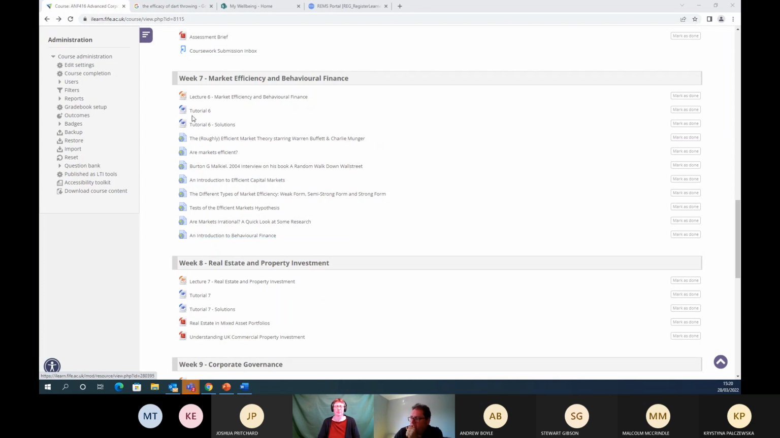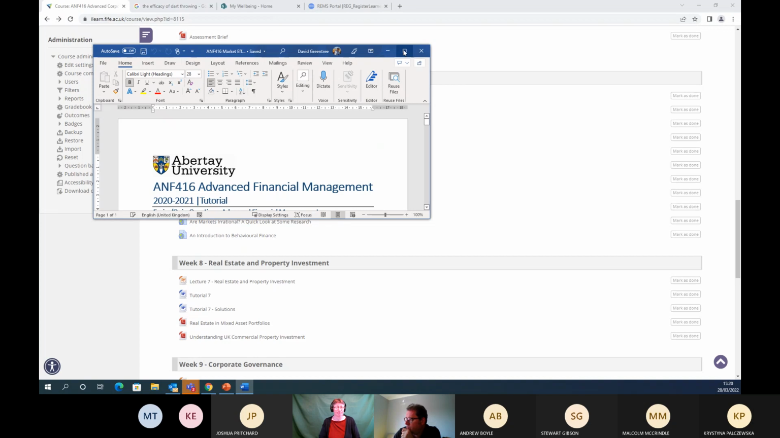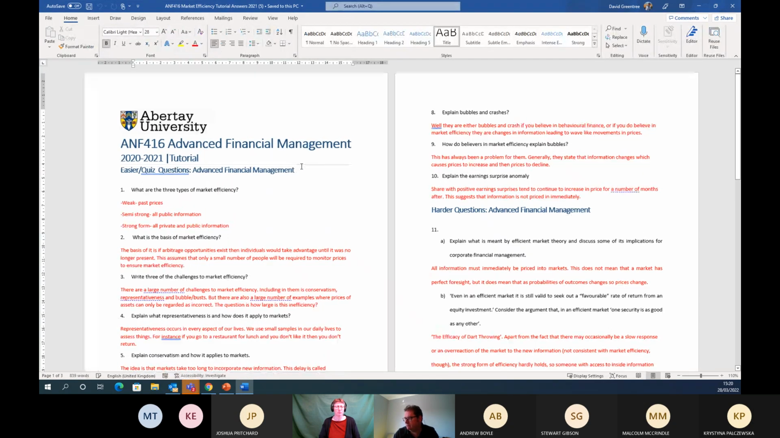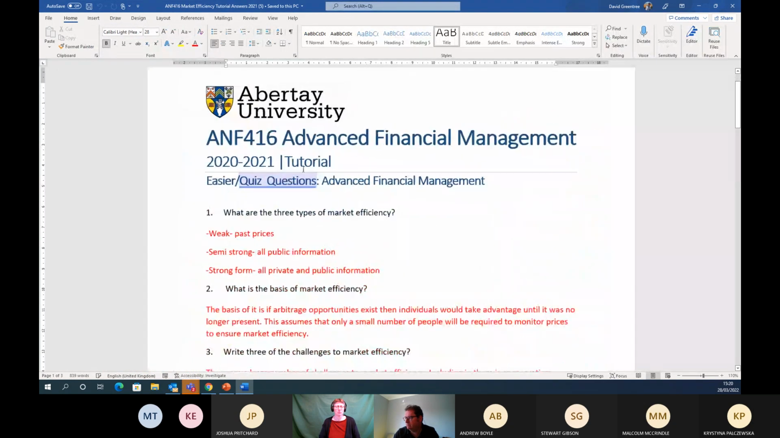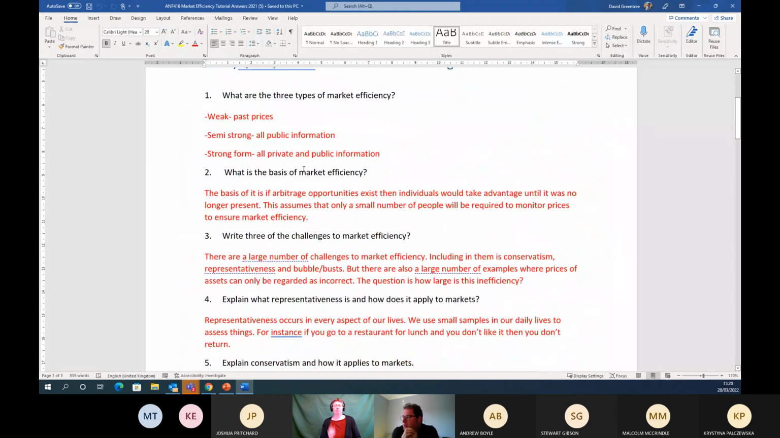So if we have a look at the tutorial questions, and I'll just bring up the version with the solutions. There's no point in me hiding the solutions from you. All the solutions are there. So the first one is the 3 types of market efficiency.